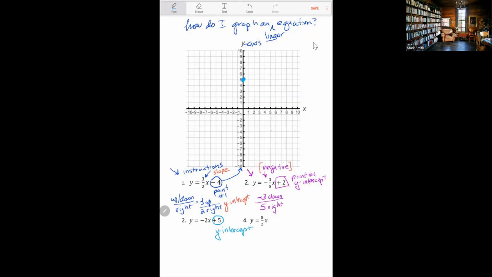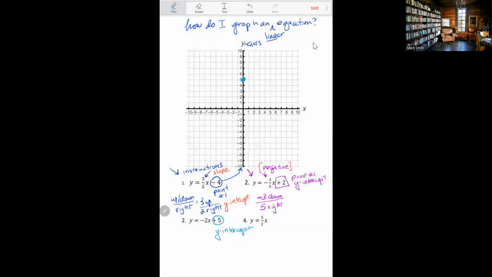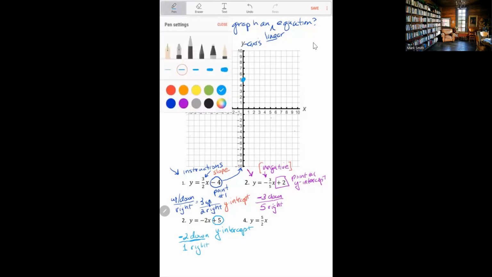All right, but notice that this is not in the same format. All right, this was a fraction and this one's a whole number. All right, we're going to remember that whenever we see a whole number, we can always make it into a fraction by putting 1 in the denominator. All right, and so this says go down 2 and go right 1.